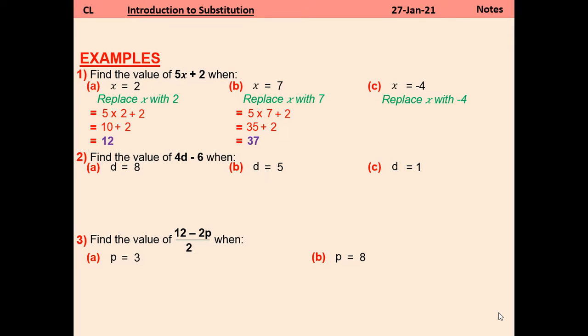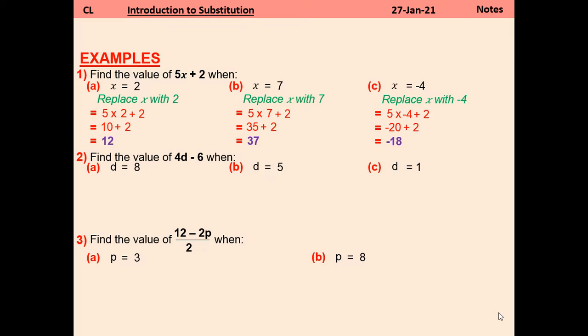Okay. Replace the x with minus 4. 5 times minus 4 plus 2 gives me what? Well, what is 5 times 4? 20. But 5 times minus 4 is minus 20. Watch out for the negative signs. Add the 2 next to it. Minus 20 plus 2 gives me what? Minus 18. Okay.